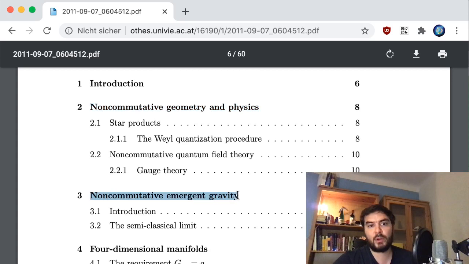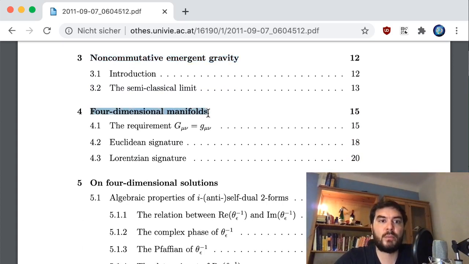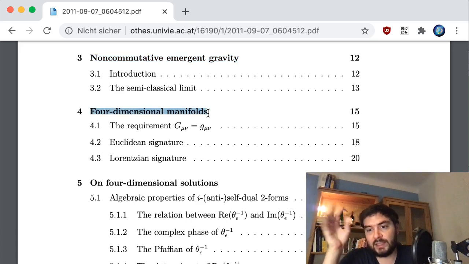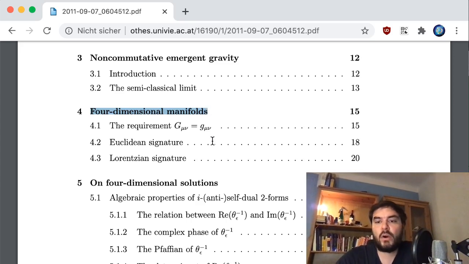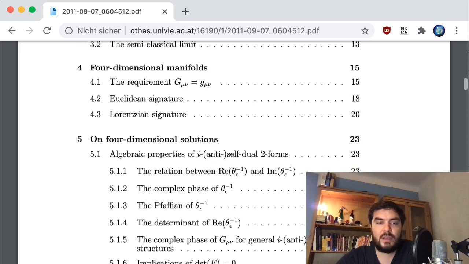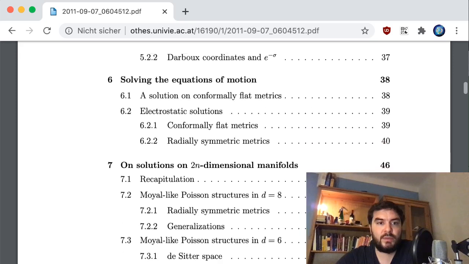Then non-commutative emergent gravity as well. I will basically skip these first 15 pages. Then I look at four-dimensional manifolds. I take the setting that I have just introduced and look at what it looks like in the most physical space, let's say the simplest, the Einsteinian sort of space. And then I go on and take the equation that I need to solve and look at it in 4 dimensions, and then have various sub-cases, solving the equations of motion.